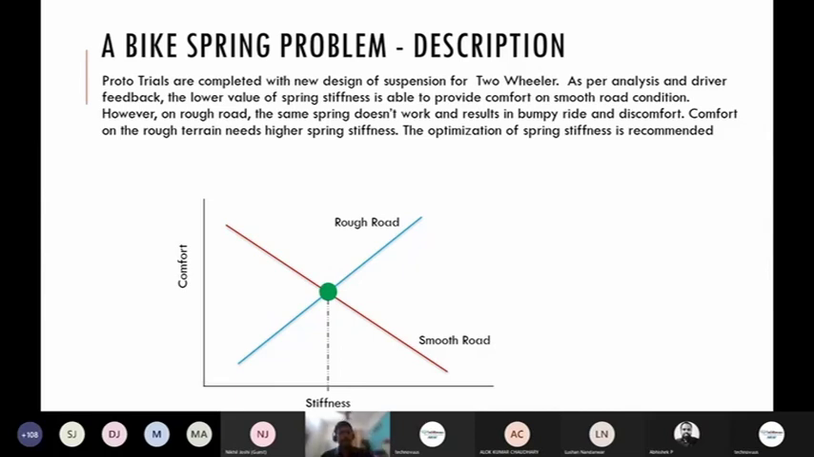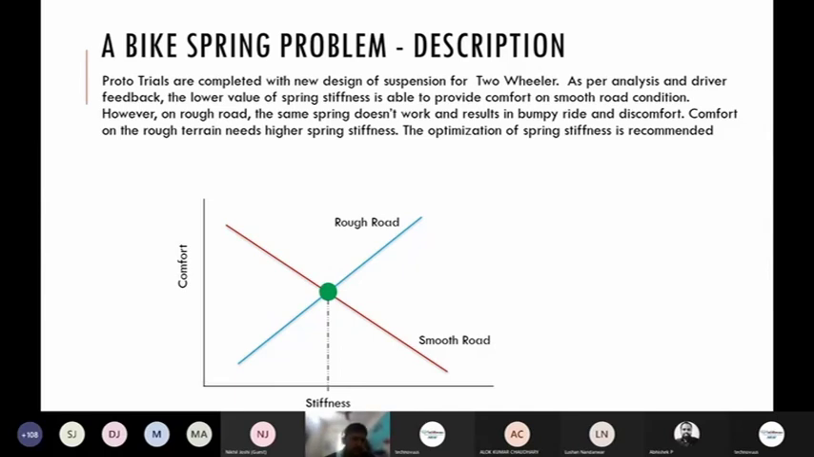Okay, now in a simple language, this is a description of the problem. Now, in a very simple language, this is a trade-off. What we are saying, when I want to improve, this is how any engineer working on this problem would like to define this.